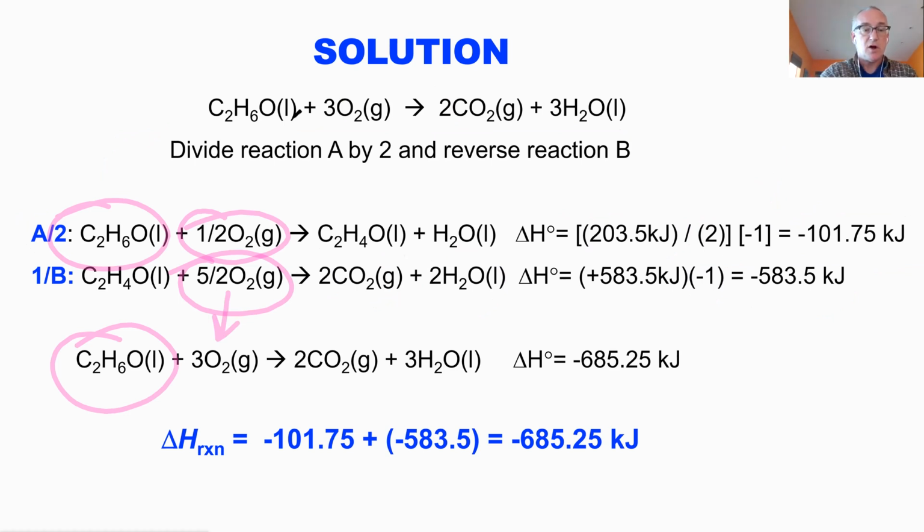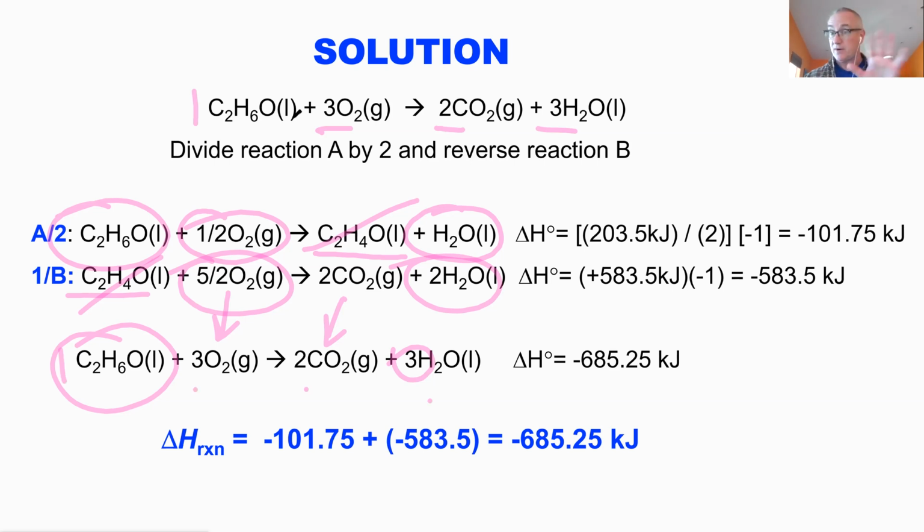So far, so good. Notice I have C2H4O liquid as a product on one side and as a reactant on the other, so I can cross them out. I only have carbon dioxide as a product, so that doesn't change. And I've got 1 mole of water as a product from the first reaction, 2 moles of water as a product from the other reaction. When I add them together, I get 3, which is what I want. 1, 3, 2, 3. So perfect. Now all I have to do is add the heats together.